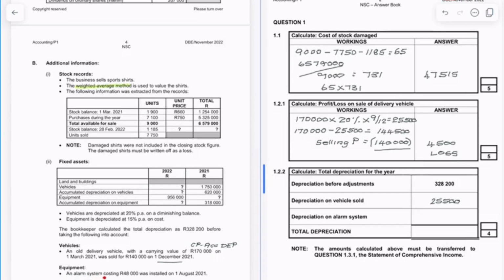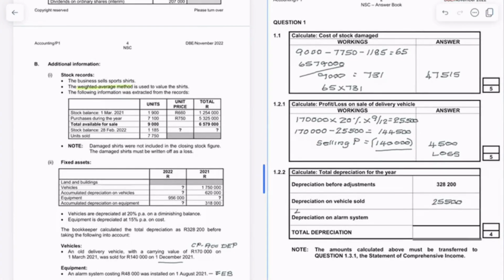An alarm system costing 48,000 Rand was installed on the 1st of August. So we've now used it from August until February, the end of the current financial year. And let us remind ourselves that equipment is depreciated at 15% per annum on cost. So we're just going to show our workings in this block. So your cost price is 48,000. Multiply that by the 15%.